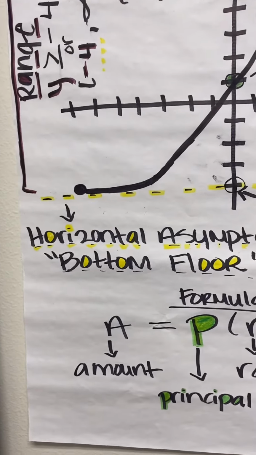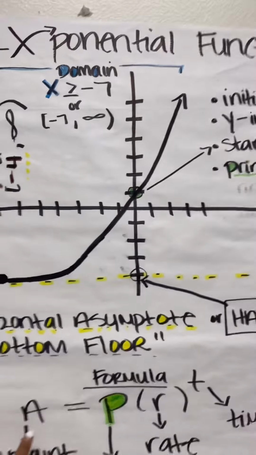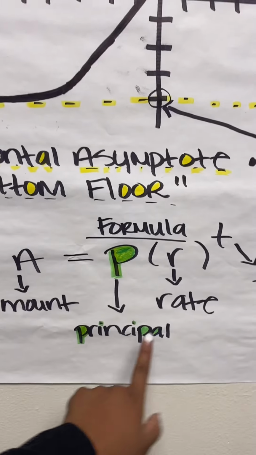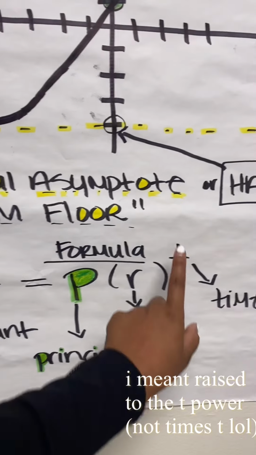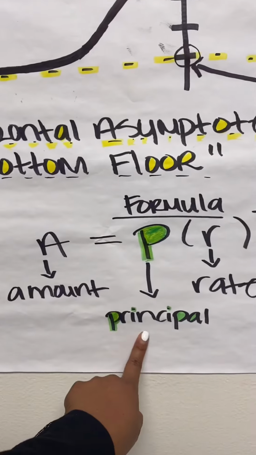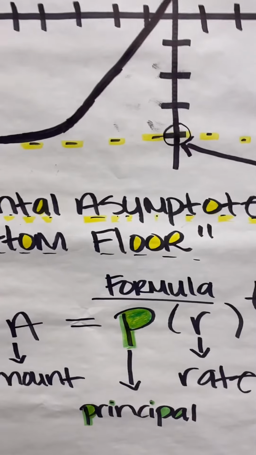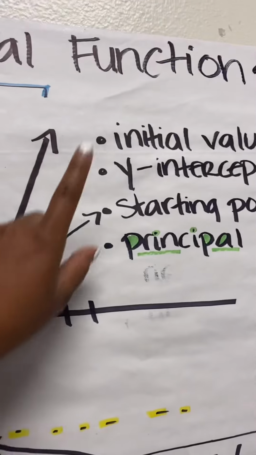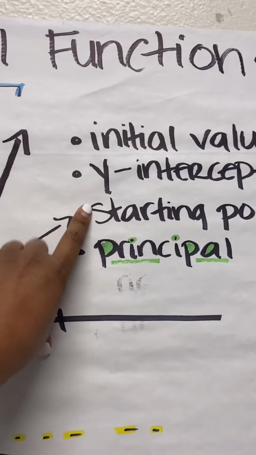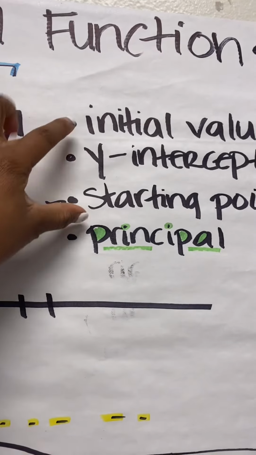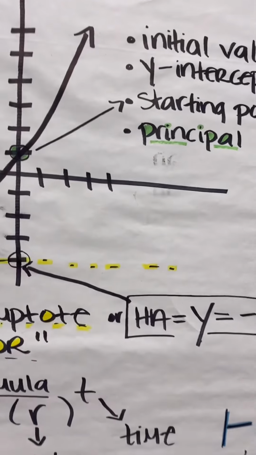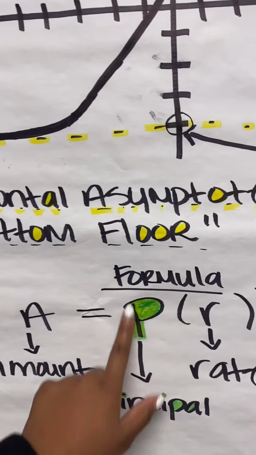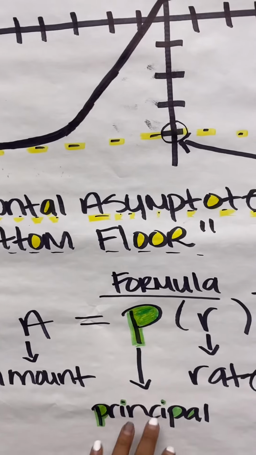You need to know the formula for exponential functions. So the total amount equals principal times your rate times your time, or it might be an x up here. Another term for principal, remember this, this number right here in the beginning is the same thing as your y-intercept or your starting point, your initial value. They're all synonymous, okay? So whatever number you see in front, the first number that you see here, is always your initial, your starting point, your principal amount.